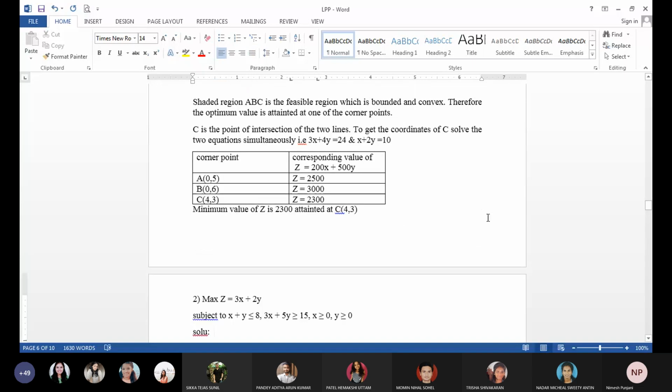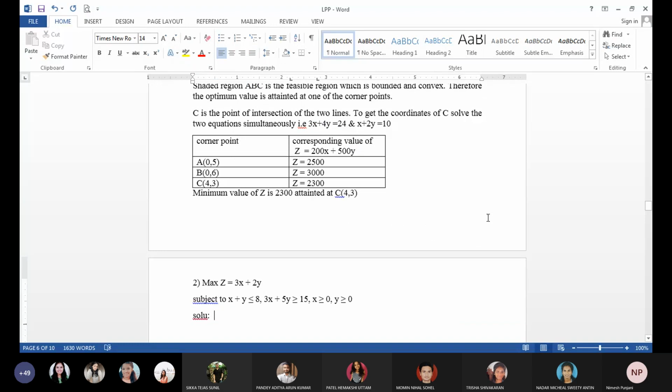Okay, we go on to the second sum, which is to maximize z, which is given as 3x plus 2y, subject to the conditions x plus y less than or equal to 8, 3x plus 5y greater than or equal to 15, x and y greater than or equal to 0. That is your non-negative condition.